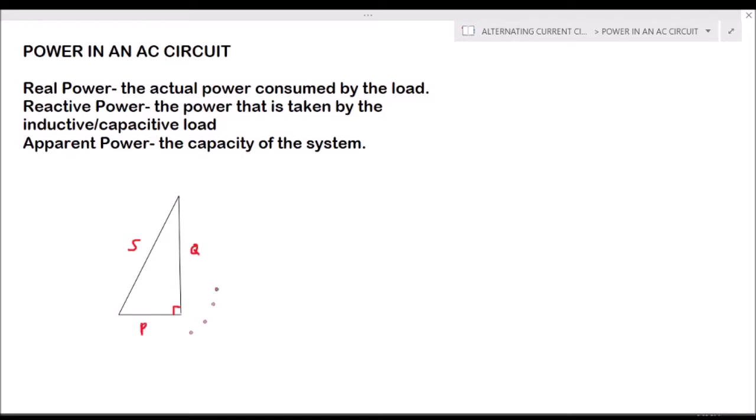This S, Q, and P stand for, first, P, that is the real power. So this is P in our triangle. Then the reactive power, this is Q. Then S is the apparent power. So this is S.